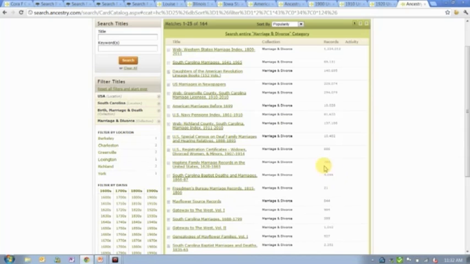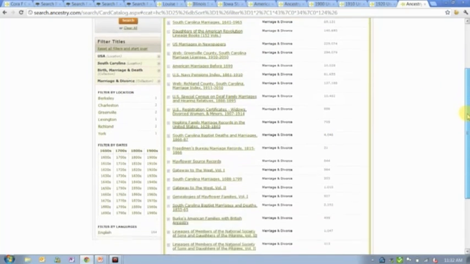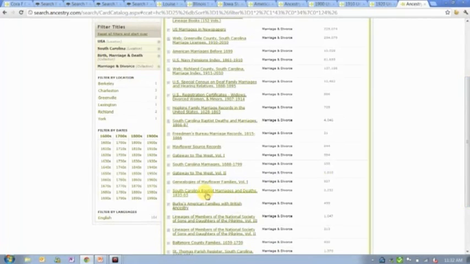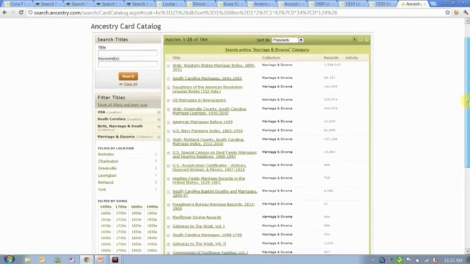And then, of course, if we scroll down a little bit more, we're going to see another South Carolina Baptist marriages and deaths. This one covers the previous years. So this one is 1866 to 1887. This one's 1835 to 1865. So sometimes those get broken up based on how we receive them or who we receive them from. So pay attention to those.